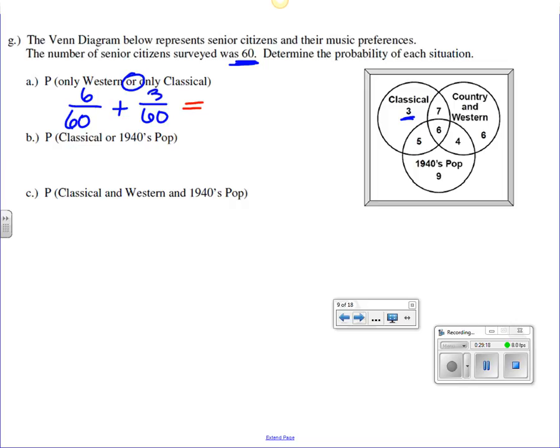What? Yeah. Okay. All right, now this one means the probability of liking classical, not just only classical, but liking classical. So that's going to be this whole bubble. All right, out of 60. Or means to add. Now I want people who like 1940s pop. It didn't say only, so it's anybody who likes 1940s pop. 24.